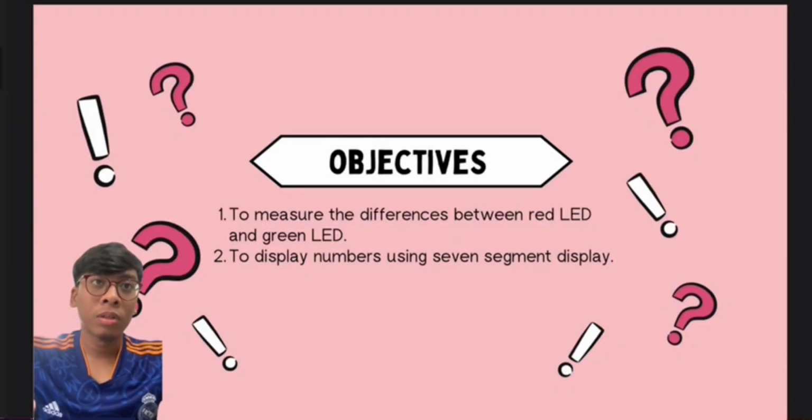Firstly, we go to the objective. The first objective is to measure the differences between red LED and green LED. And the second is to display the numbers using 7-segment display.